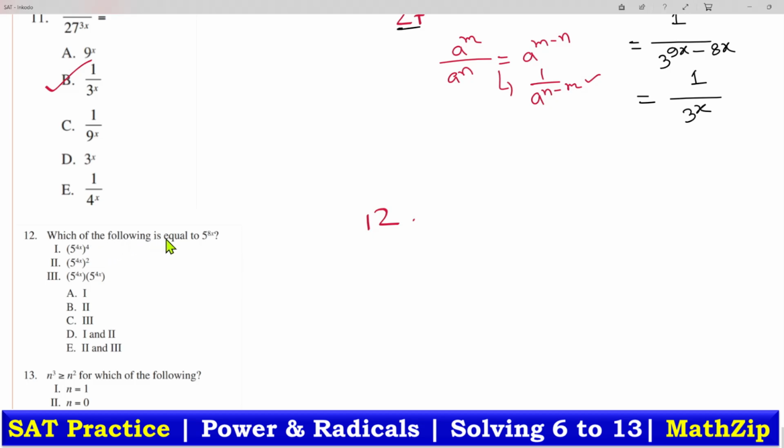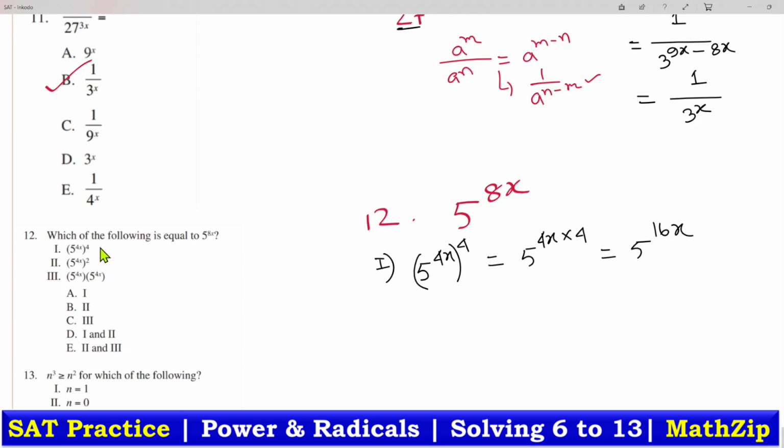Which of the following is equal to 5 to the power 8x? So here is lots of options, like number 1, 5 to the power 4x whole to the power 4. What does it mean? It means 5 to the power 4x times 4 equals 5 to the power 16x. So it's not correct.